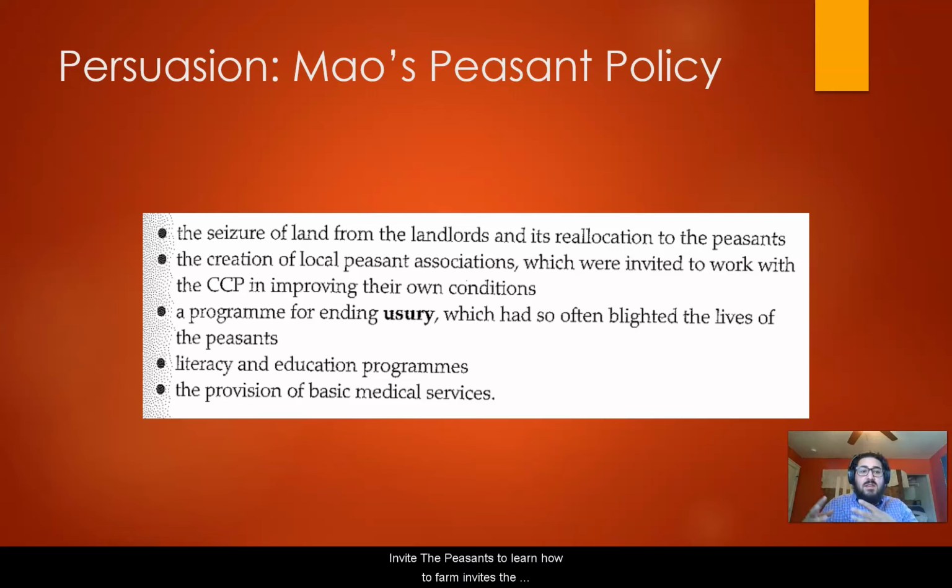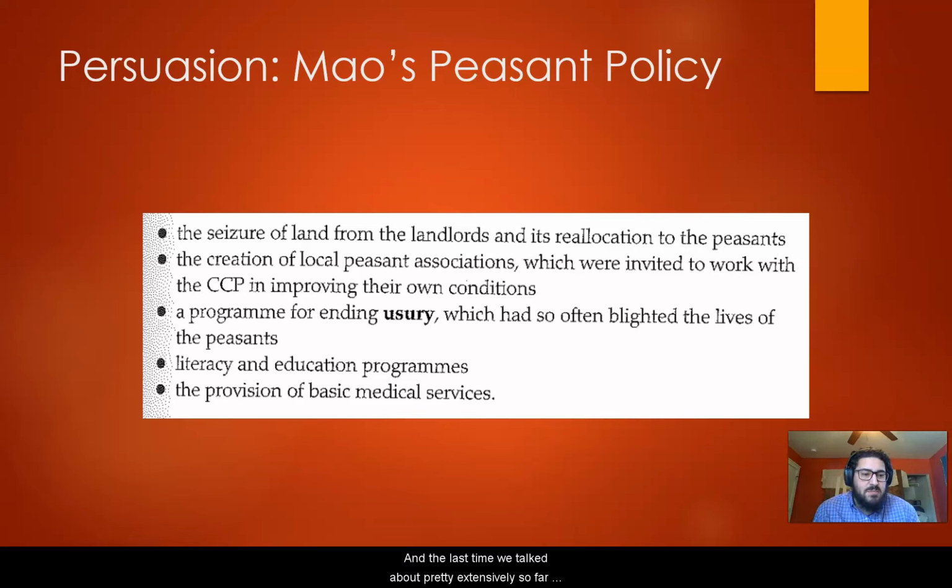The third point is he creates a program to end usury, which is essentially economic slavery. So he breaks all of the bonds and programs that are holding peasants back in terms of owing a landlord money. If a landlord decides to save his life and says, you know what, I'm just going to give the peasants my land, he can then also say, but you still owe me all of this money. And Mao comes in and says, I could kill you and you never get that money, or you never get that money and you walk away with your life.